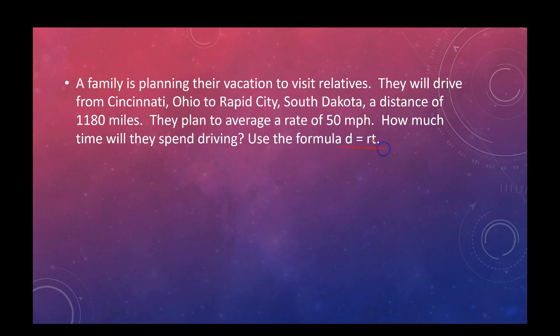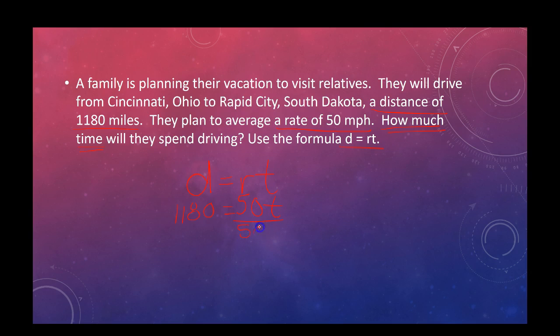Okay, so we're given our formula. D equals rate times time. And let's see what we got. It says a distance of 1,180. So that would go into where the D is. Then it says they plan to average a rate of 50 miles per hour. So that would go in where our rate is. And then the question says how much time. So that's our unknown. So that makes sense that T is the only thing left in that formula. So now I'm looking at 1,180 equals 50t. So let's solve for t and get time by itself.